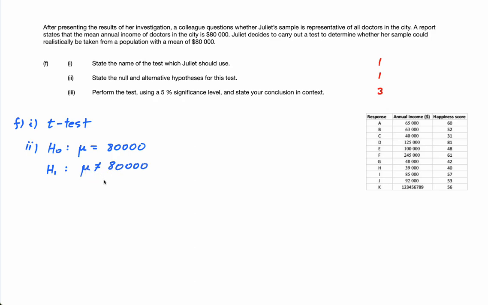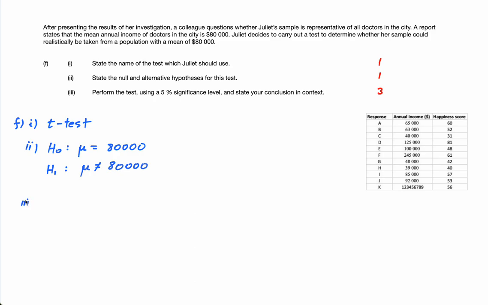The reason I know it's two-tailed is because she decides to carry out a test to determine whether her sample could realistically be taken from a mean of 80,000. So it's either 80,000 or it's not 80,000. She's not suggesting that her sample is more than 80,000, or that her sample is less than 80,000. She just wants to know, is it the same? So that's the null and alternative hypothesis.